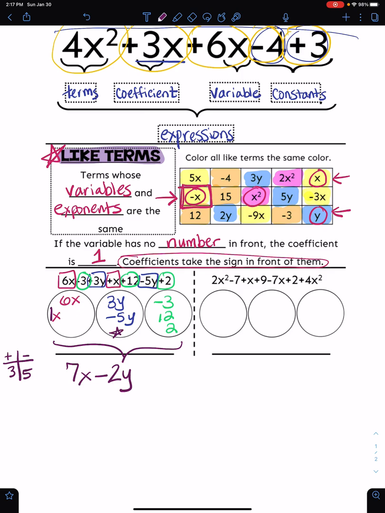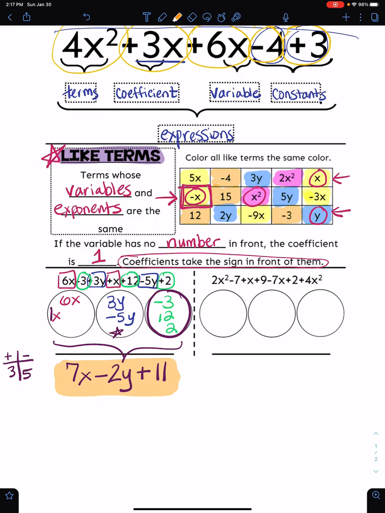And then we can just go ahead and add these constants. I'm going to add the positives together first to get 14, and then add negative 3 to 14 to get 11. So this is my simplified expression. I have taken that original expression and combined like terms to simplify it.